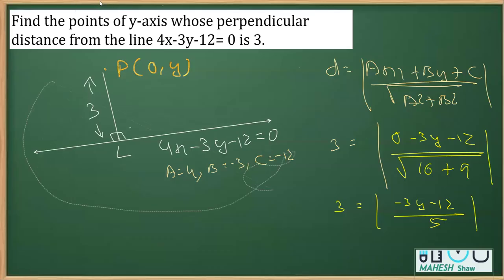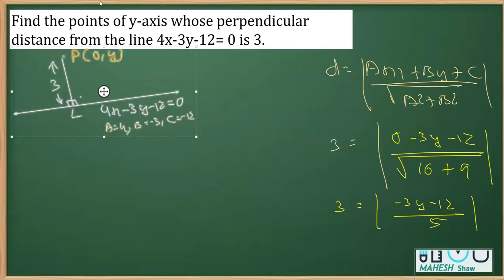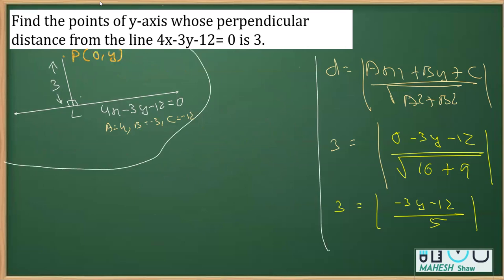So now let's make some space first. For further solving, if I remove this modulus sign, there will be plus minus 3. So plus minus 3 is equal to minus 3y minus 12 over 5. As you can see, we have two possible values here, that is 3 and minus 3. So first I'm taking 3 here.